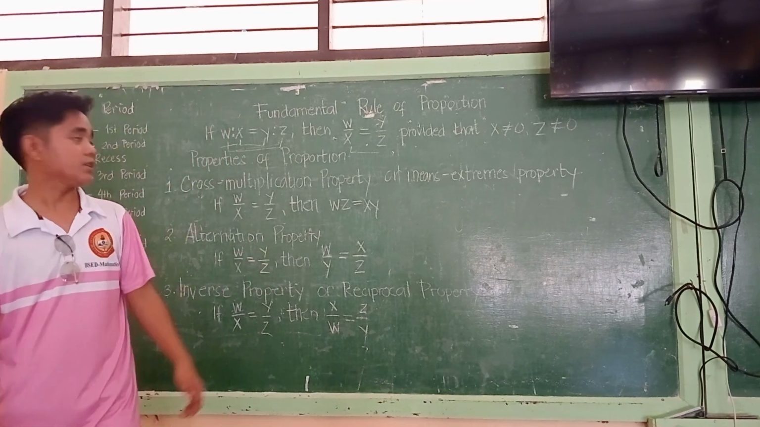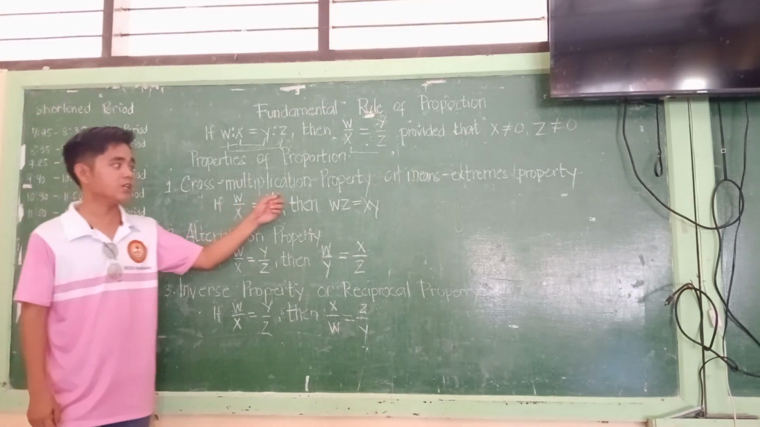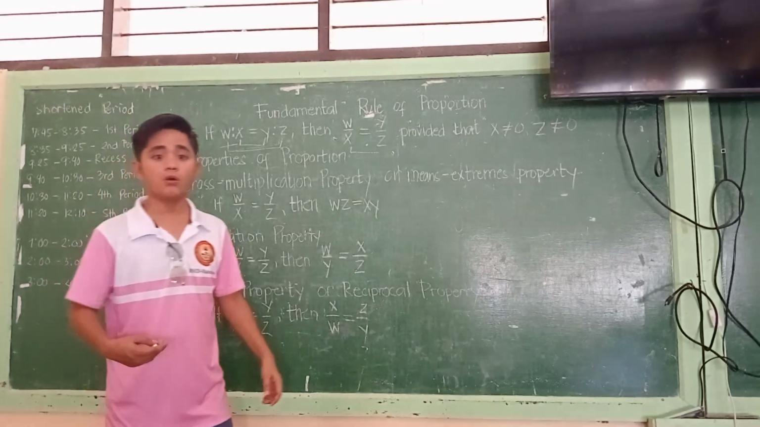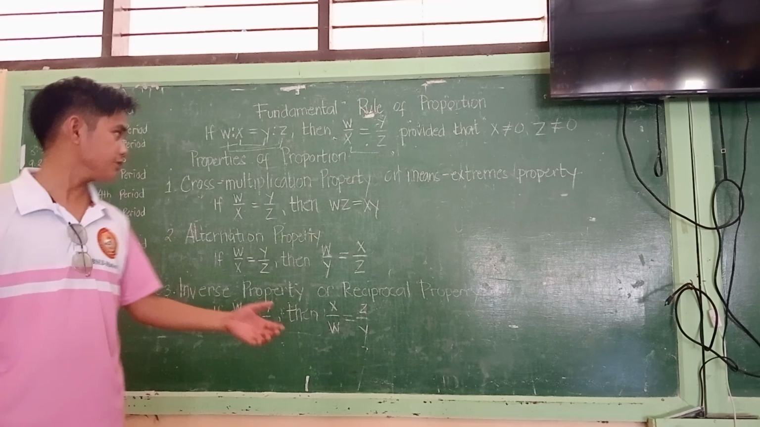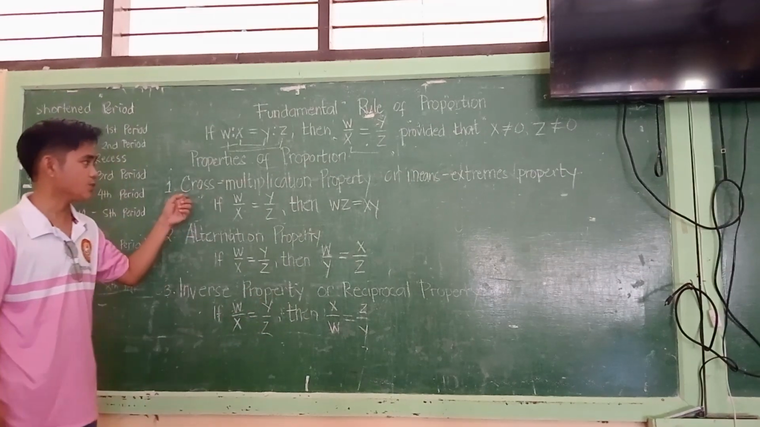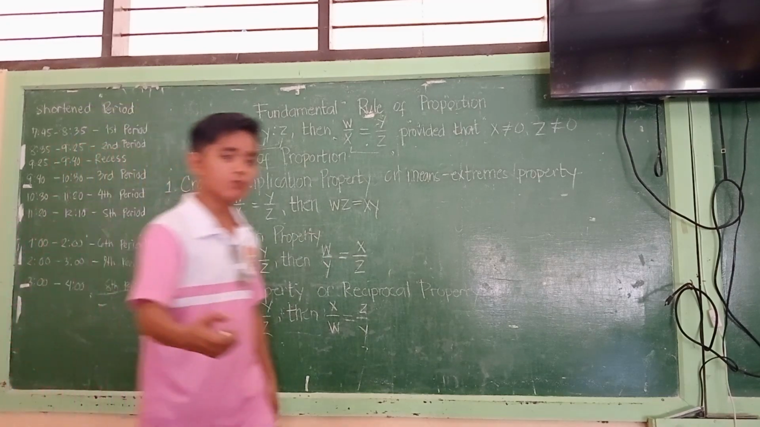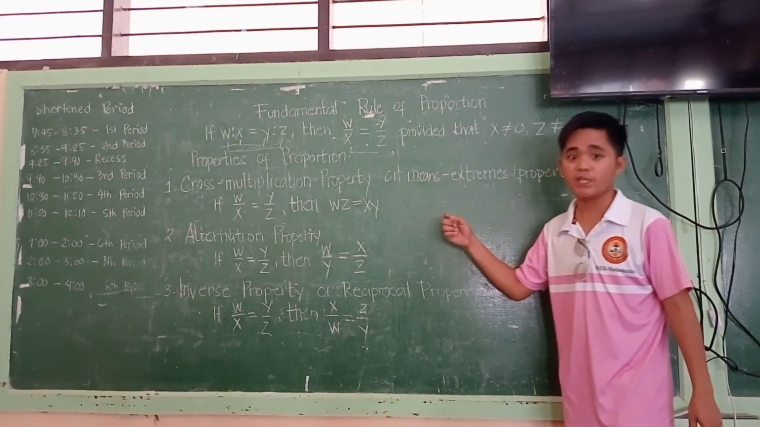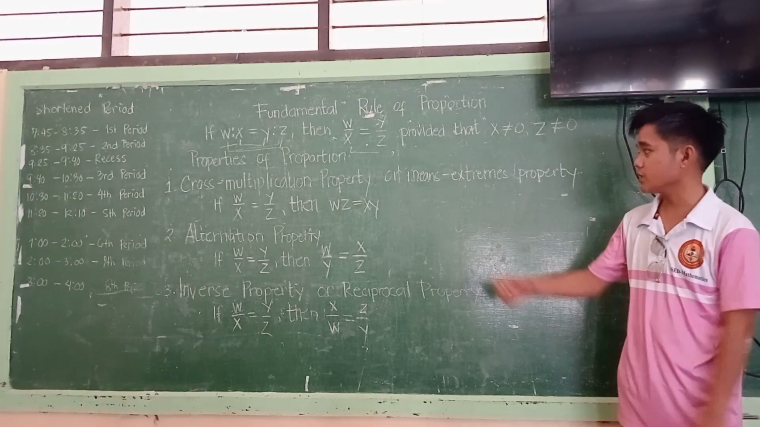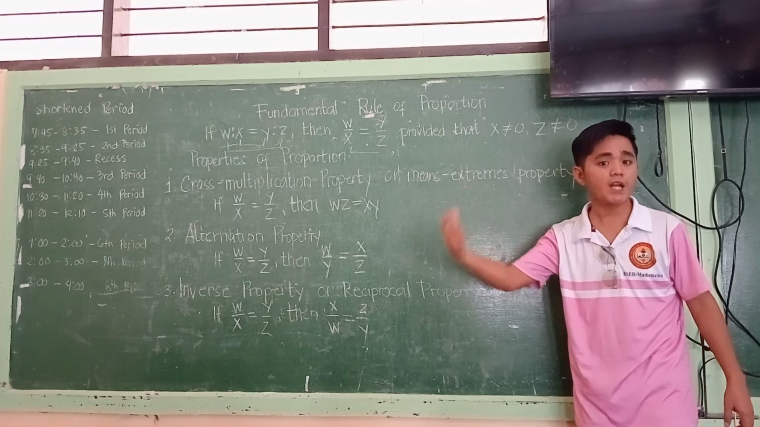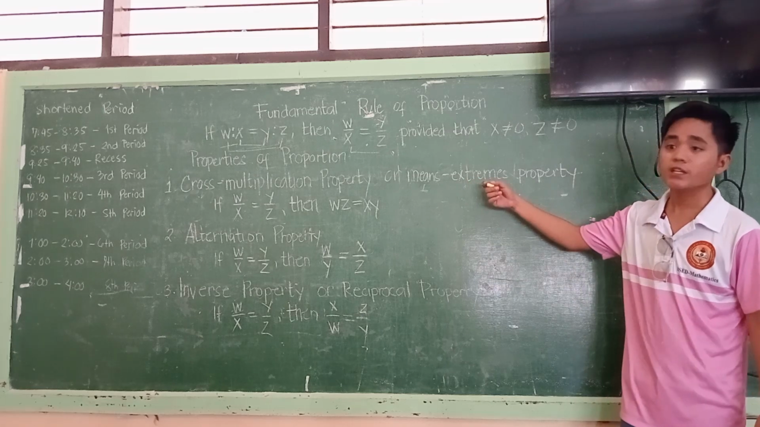So let us proceed to the properties of proportion. The first property is the cross multiplication property, or also known as the means extremes property. What do you mean by the first property? Cross multiplication property, or also known as means extremes property. To begin with, ato sa niunahon si means and extremes property. The first property of proportion states that the product of the means is equal to the product of the extremes.